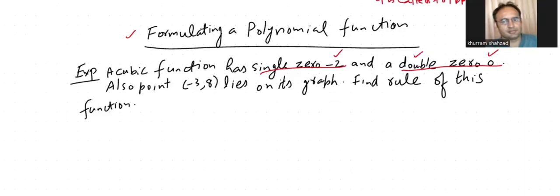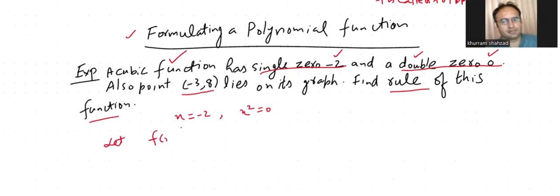Also, this point (3, 8) is given, which lies on the graph of this function under discussion, which we have to find. So we have to find the rule of this function. Our single value is -2, so we will write x is equal to -2, and the other value is 0, which is a double value, so we will set x square is equal to 0. Now we let f of x be the required polynomial.